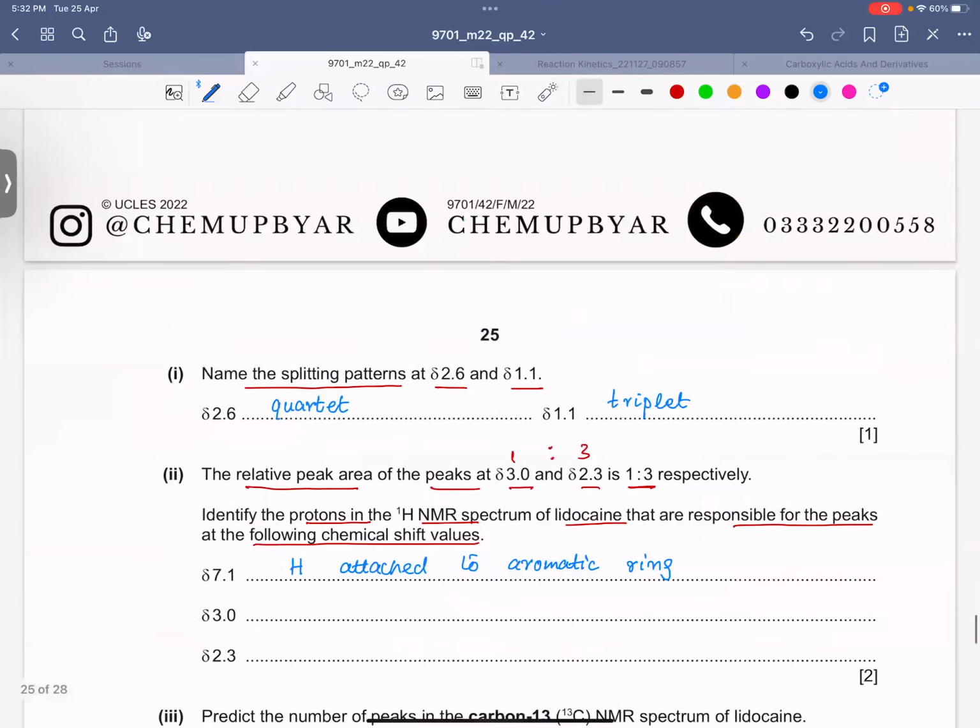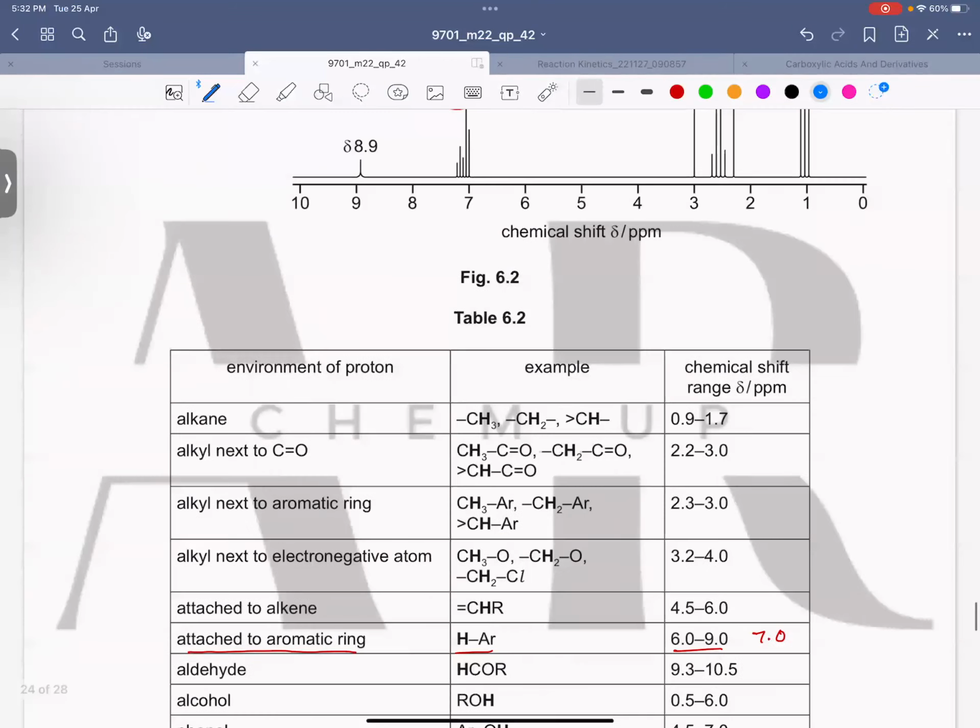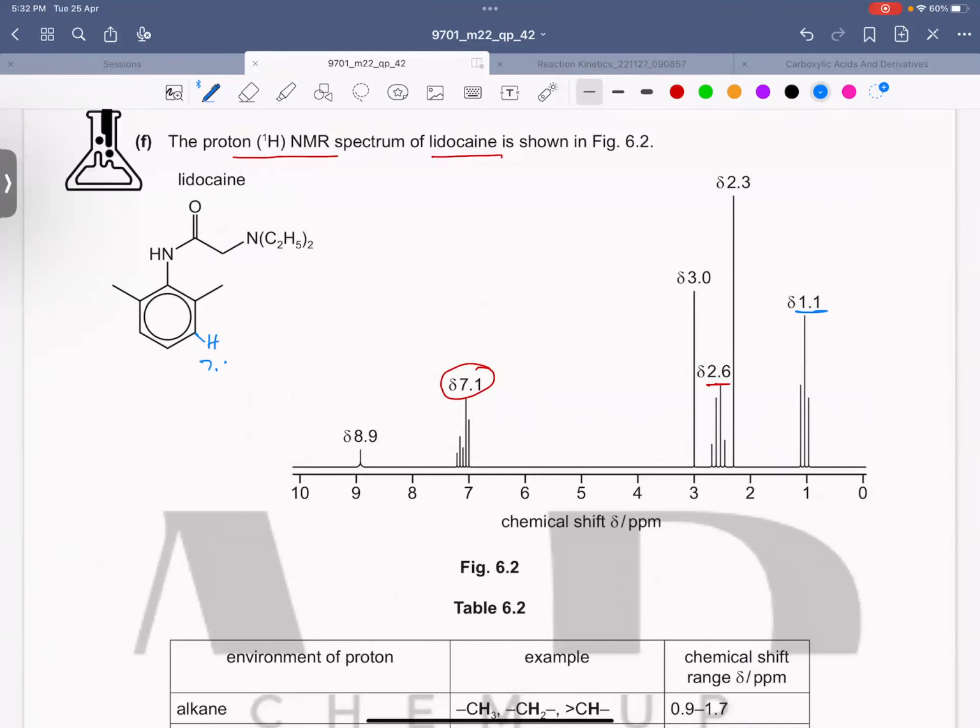Now we have one at 3 and one at 2.3. So these are the protons which are giving a signal at 7.1. Now at 2.3, if you see, there is a singlet. Okay, so it means on their neighbor carbon there is no proton, so it's a singlet.